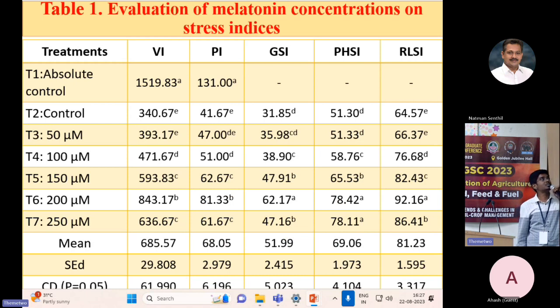Then coming to the assessment of various stress indices like vigor index, promptness index, germination stress tolerance index, plant height stress index and root length stress index. Similarly, drought stress reduced those stress tolerance capacities, whereas the trend increased with increasing melatonin concentrations. Among different melatonin concentrations, T6 showed better performance, with the increasing trend observed up to 200 micromolar, and then it started to decline.